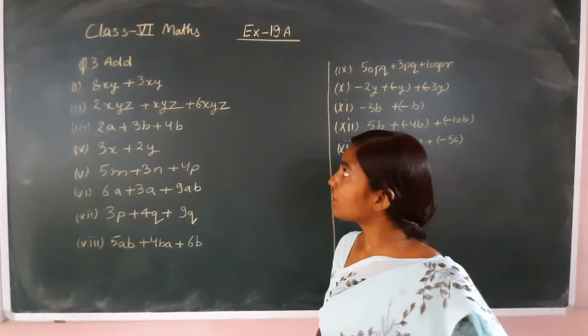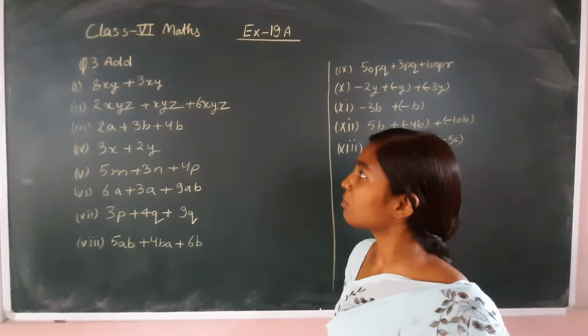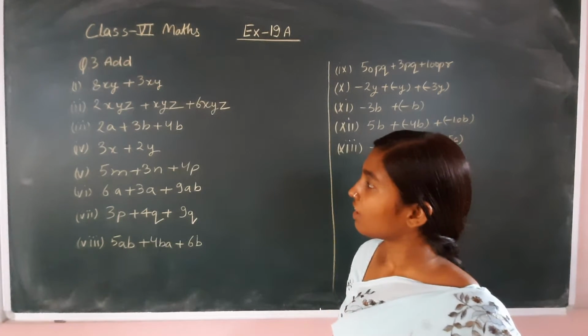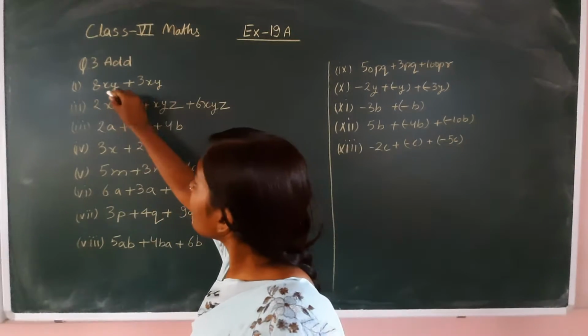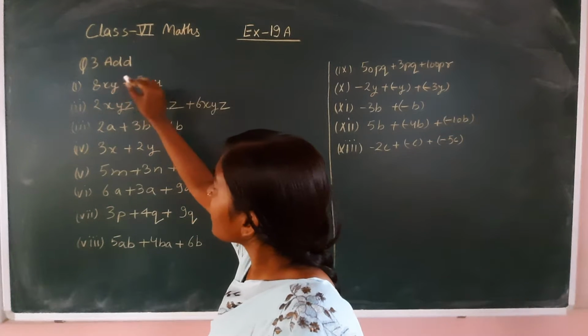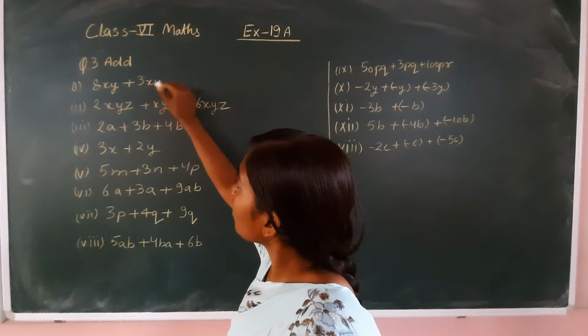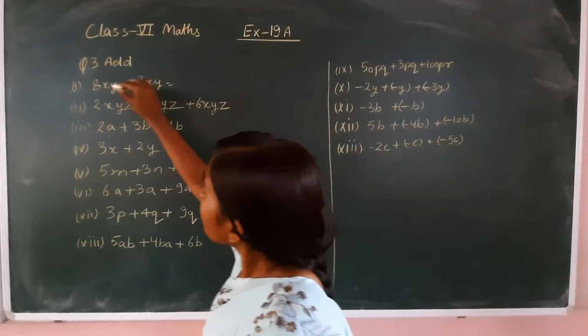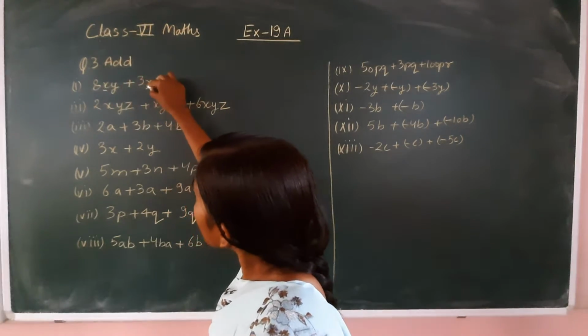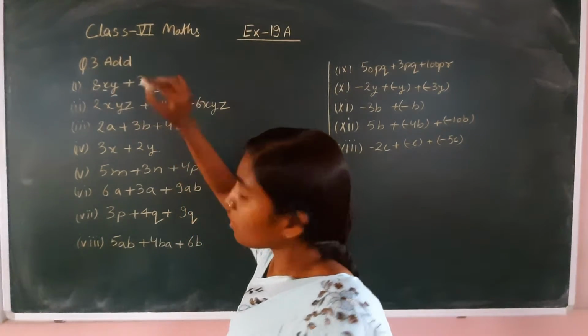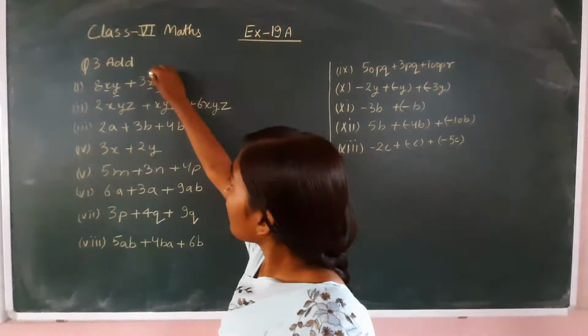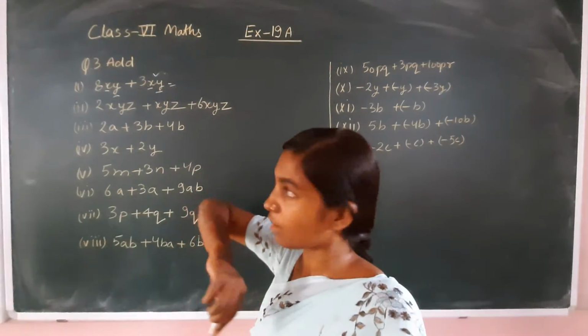Hello students, in this video we will see class 6 maths question number 3. Here you have to do addition. So first of all, check whether these are like terms or not. Here is x, here is also x, here is y, here is also y. Yes, these are like terms, so they will get added up.